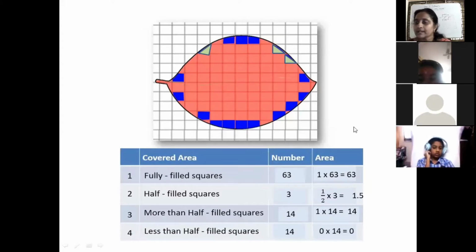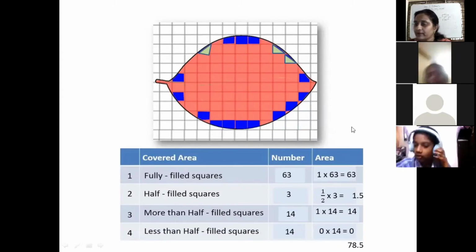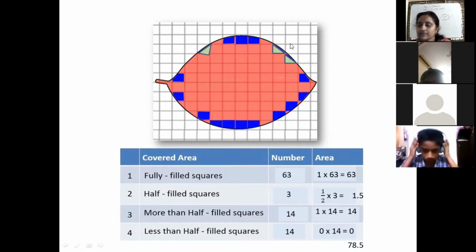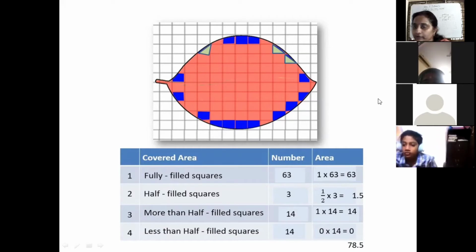What is its total area? Find it out by adding all the values. 63 plus 14 is 77. 77 plus 1.5 is 78 and a half, which is nothing but 78.5. So the area of the leaf is 78.5 square units. Did you understand how to count?